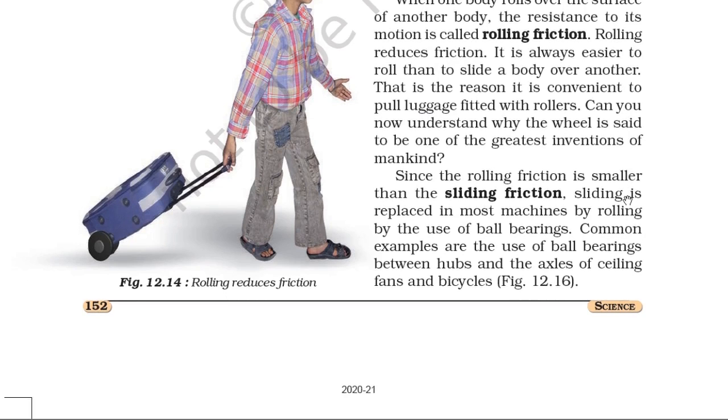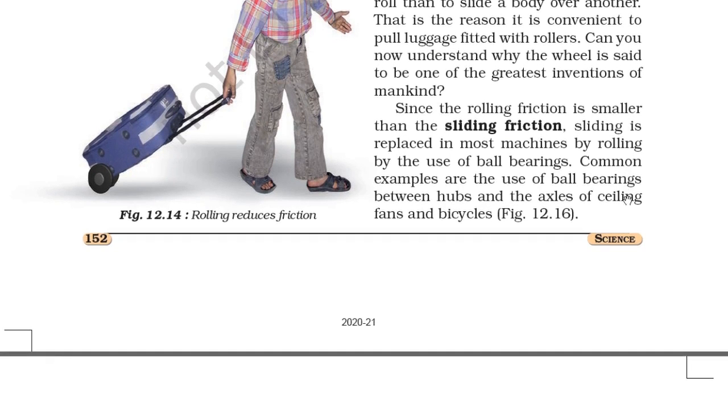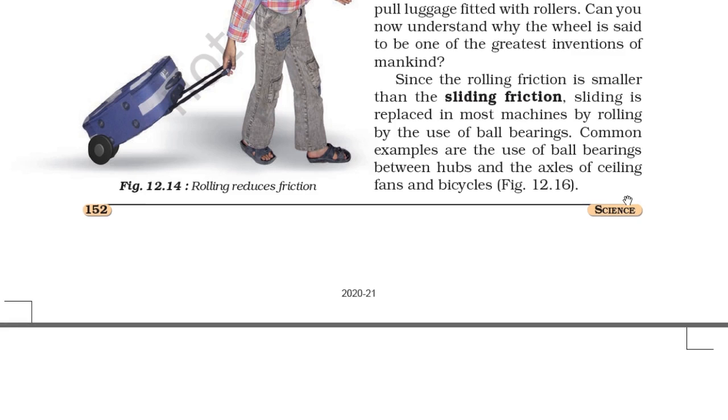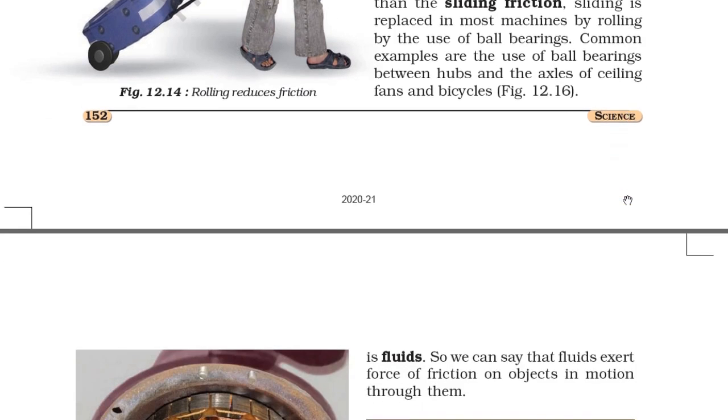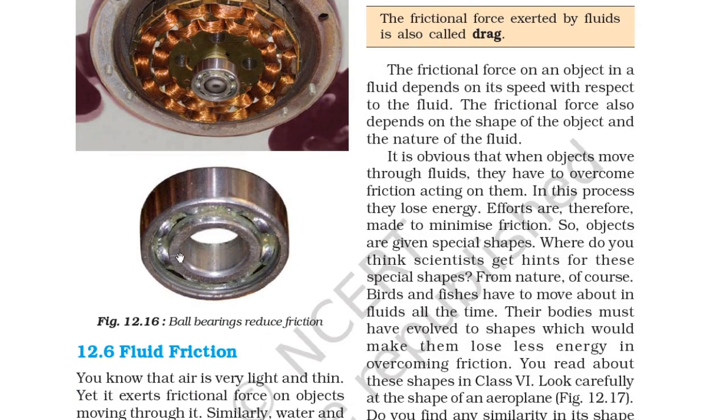Since rolling friction is smaller than sliding friction, sliding is replaced by rolling in most machines by the use of ball bearings. Common examples are the use of ball bearings between the hubs and the axles of ceiling fans and bicycles. You can see in 12.16 these ball bearings fitted, which reduce the friction.